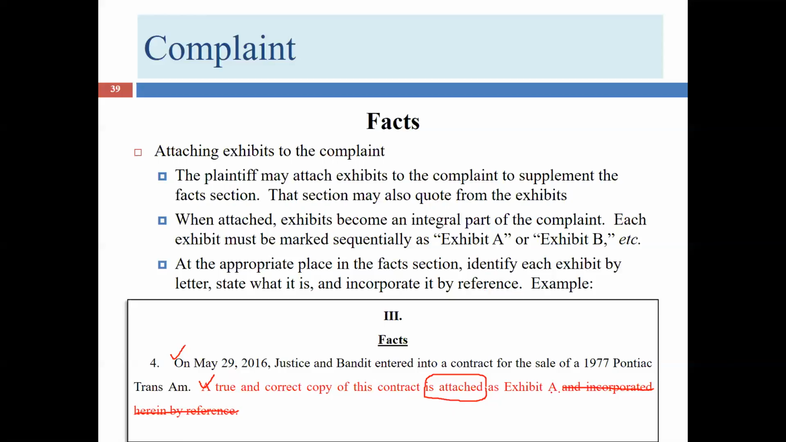You might define a particular exhibit. For example, you might put in parentheses, Trans Am contract. I guess I should put contract in there. Again, you're going to capitalize the first letters of each one of the words. And you could have actually put this definition maybe right here, but that could be one way of approaching that.